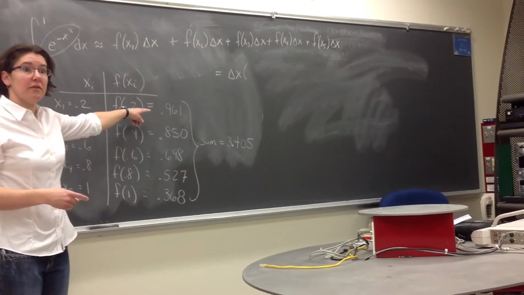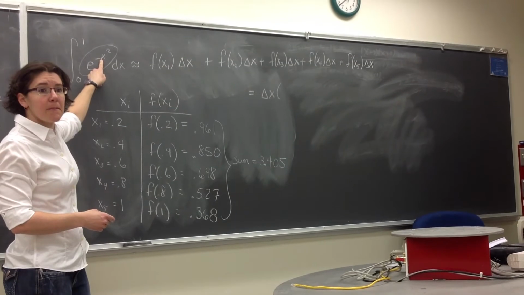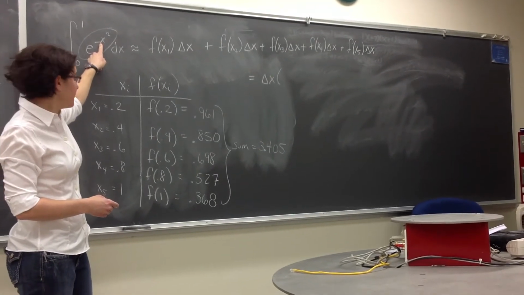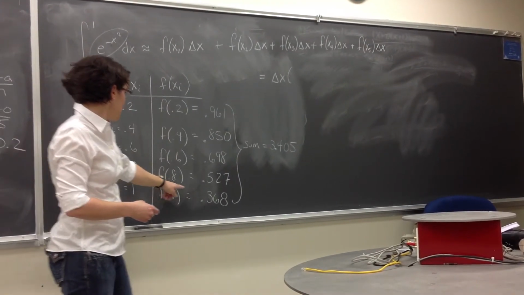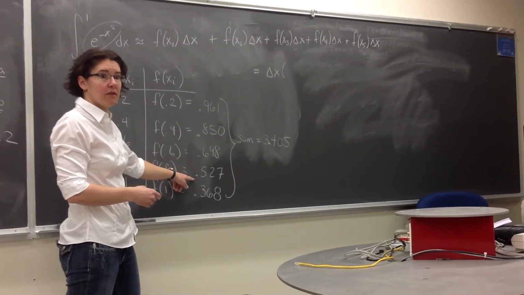Oh, were they, because of this negative up here? Yeah, because for my f of 0.8, I got 1.9. Are you using the e? Same thing. I put it in my calculator, e to the power of -0.8 squared.